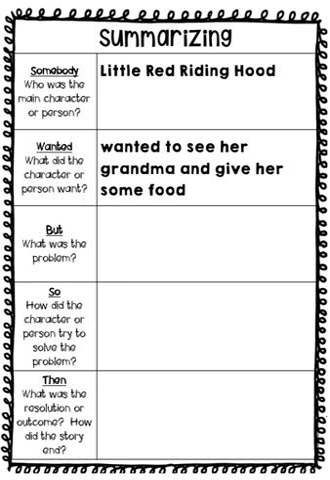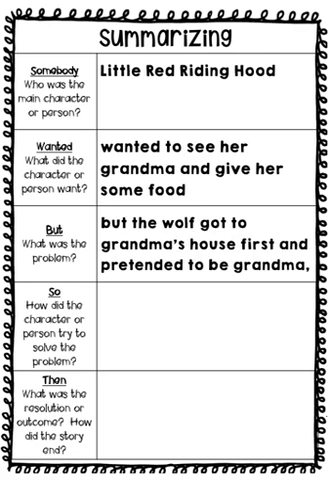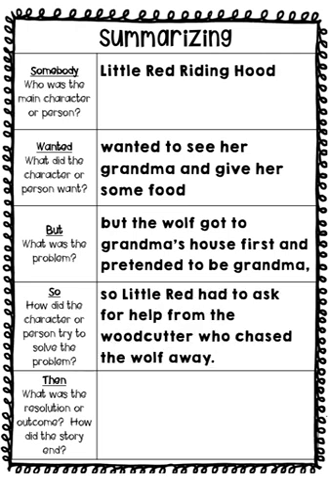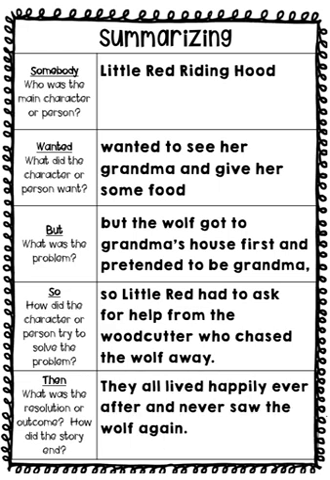But what was the problem in that story? Well, the wolf got to Grandma's house first and was pretending to be Grandma. So how did Little Red Riding Hood try to solve this problem? Little Red had to ask for help from the woodcutter, who chased the wolf away. And then, how did the story end? They all lived happily ever after and never saw the wolf again.